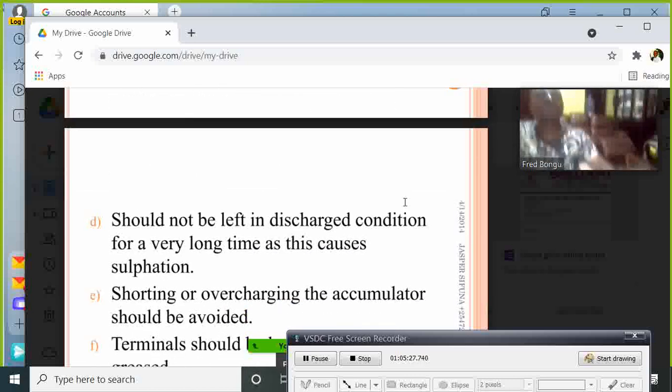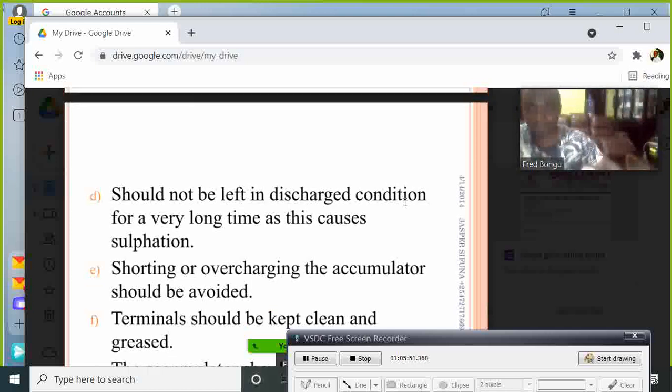It should not be left discharged. If it does not have the charge, don't leave it for a long time because it will suffer what you call sulfation. So it should be charged immediately it is over. Don't store it uncharged. If you want to store it, charge it then store it. Don't store it discharged. Something we call sulfation will take place and that is dangerous.